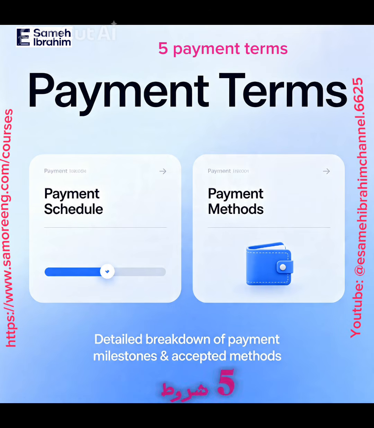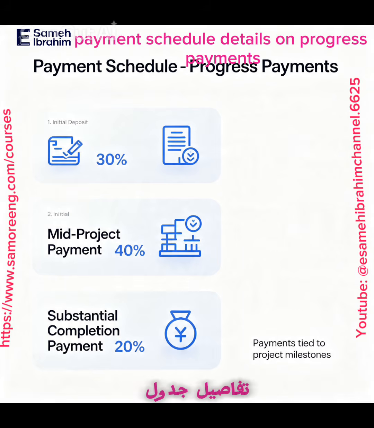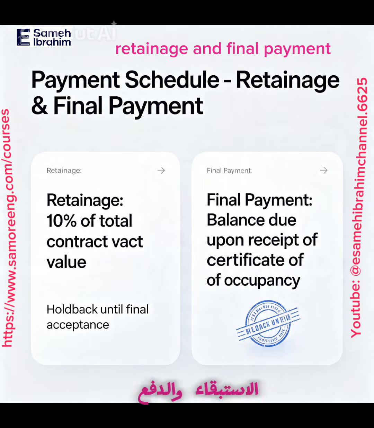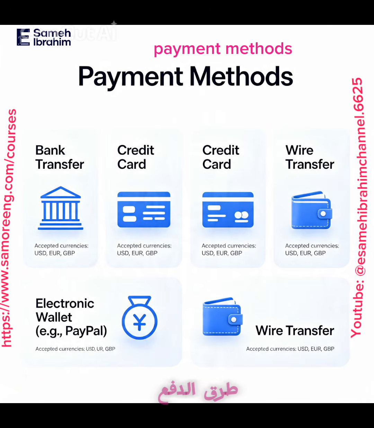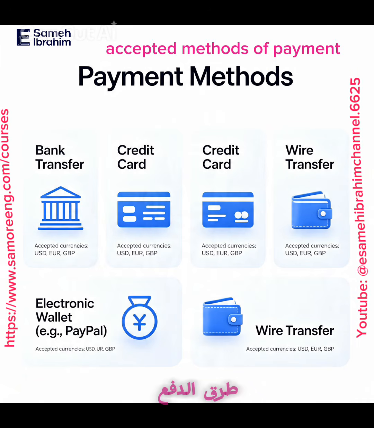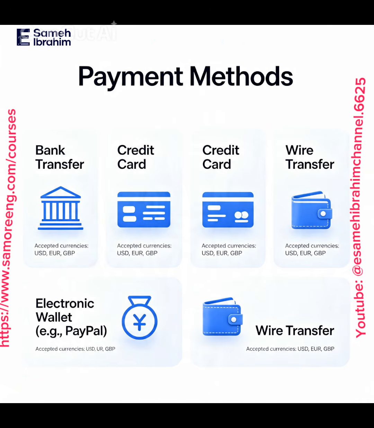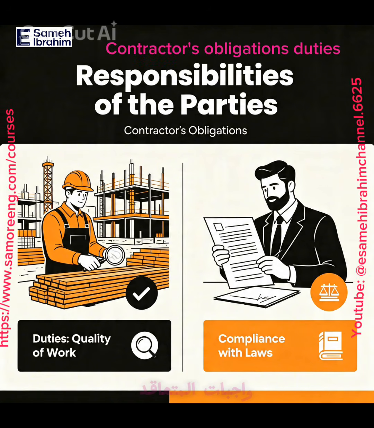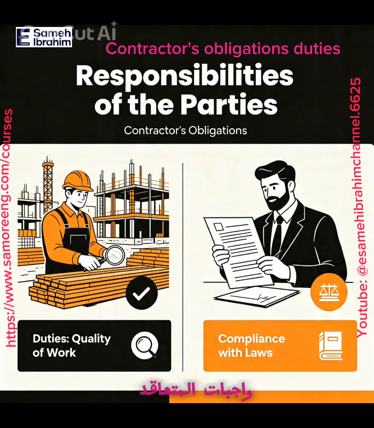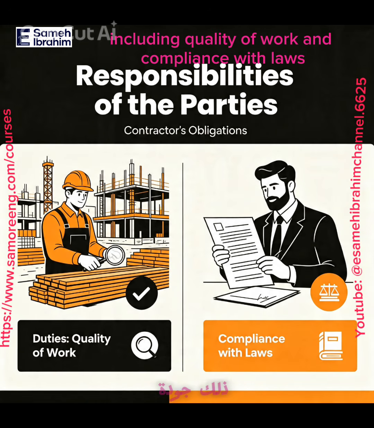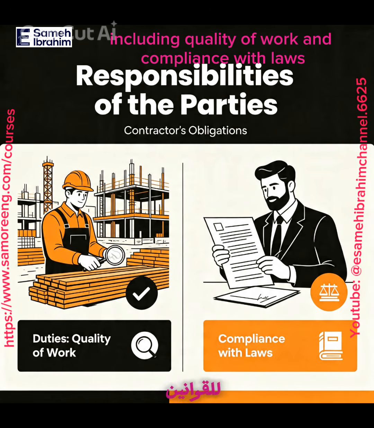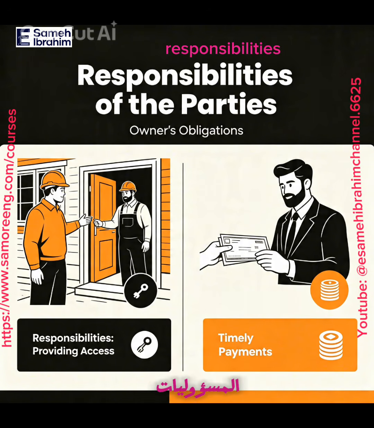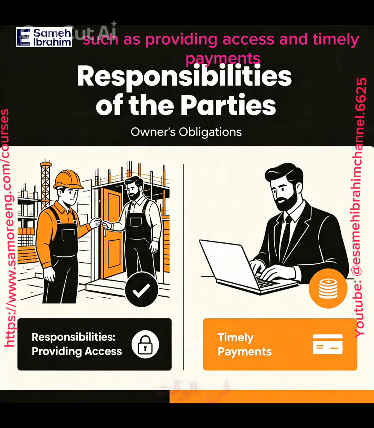5. Payment terms. Payment schedule: details on progress payments, retainage, and final payment. Payment methods: accepted methods of payment. 6. Responsibilities of the parties. Contractor's obligations: duties, including quality of work and compliance with laws. Owner's obligations: responsibilities such as providing access and timely payments.